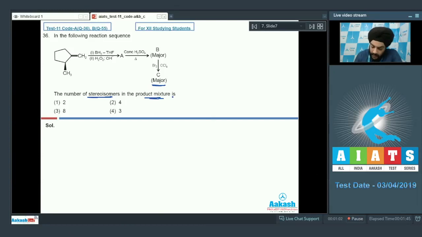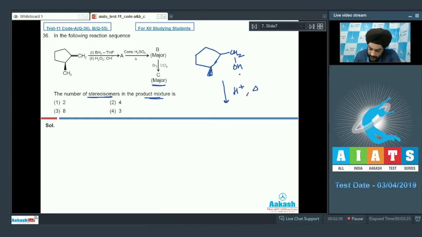So if we talk about the first reaction, which is the hydroboration-oxidation, this will lead to the addition of water in an anti-Markovnikov fashion without any rearrangement. So if we talk about the compound A which is formed, we're going to have the formation of this structure. And now this is allowed to react with H plus and heat.